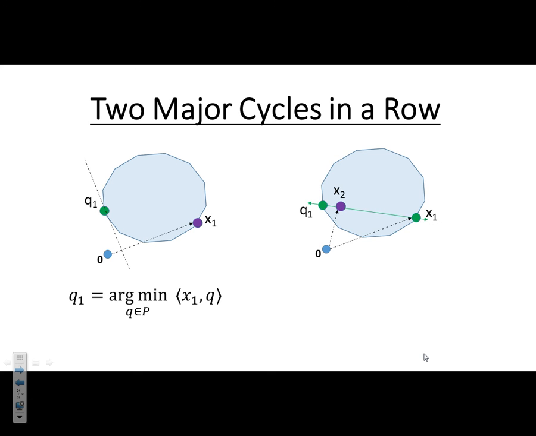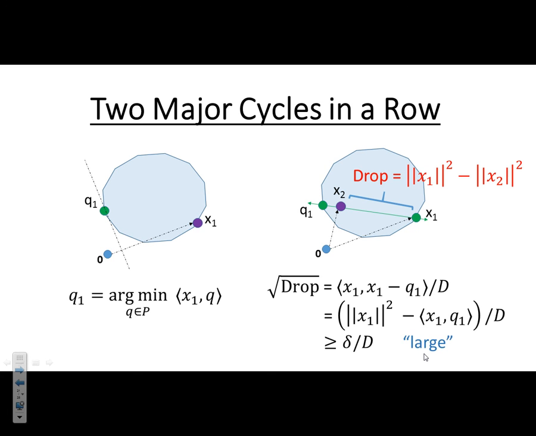Let me just show the picture. So I had x1, I minimized, got q1, and then I went and found x2, and that also lay in the convex hull. So my norm basically dropped by x1 square minus x2 square. This is basically Pythagoras theorem, and this is nothing but the projection of x1 onto this x1 minus q1 line, but the projection is nothing but x1 square minus x1 dot q1 divided by the length of q1 minus x1, which we are saying is at most the diameter. So why is this large? Well, this is large because I have not terminated yet. So whenever I make two major cycles, I make progress.